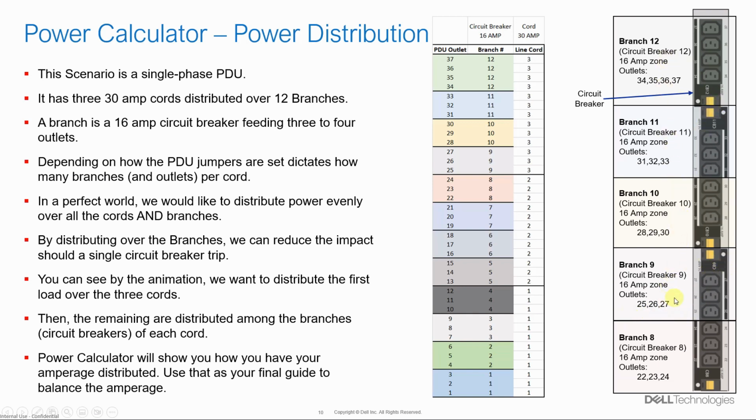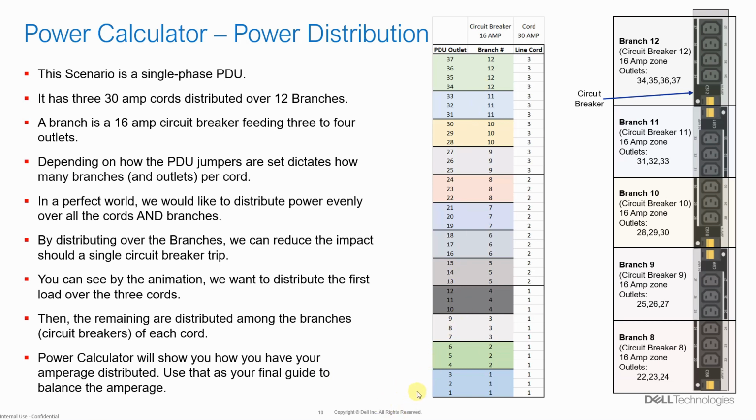Depending on how we configure it, how many cords, and in this scenario over here, this is a whole PDU, I selected 3 cords. So we can see that each cord has 4 branches or circuit breakers per cord. So now if I was to lose this entire cord, I would lose these 4 circuit breakers. So when I start plugging in my nodes, I want to distribute them as evenly as possible across all these cords and all these branches.